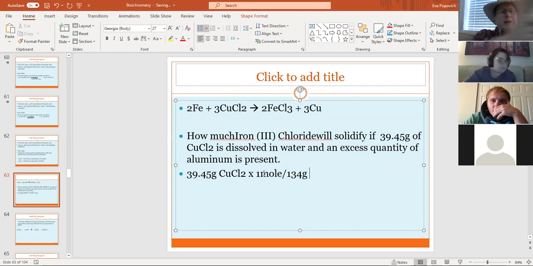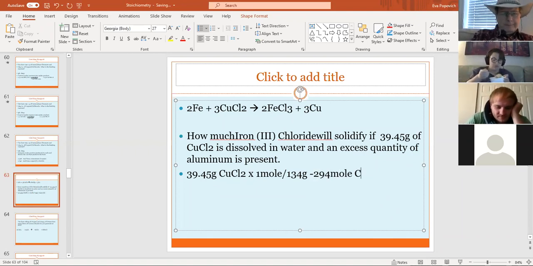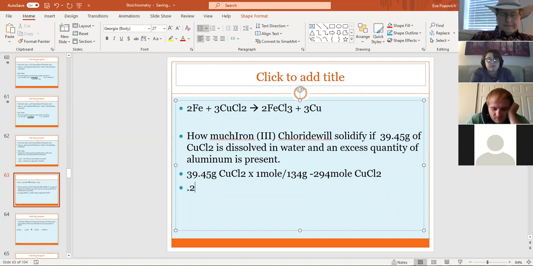All right, I divide the 39.45 by 134. Sounds about right. So I get 0.294 moles of copper chloride. Now what do I do? Molar ratio. What is the molar ratio? The 2 moles of FeCl3 over the 3 moles of CuCl2.